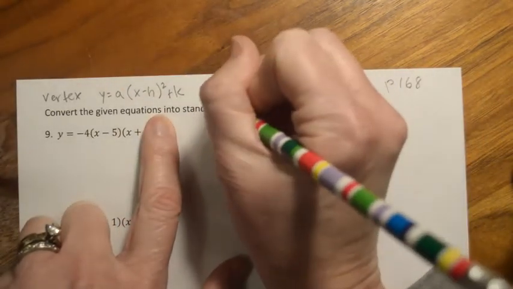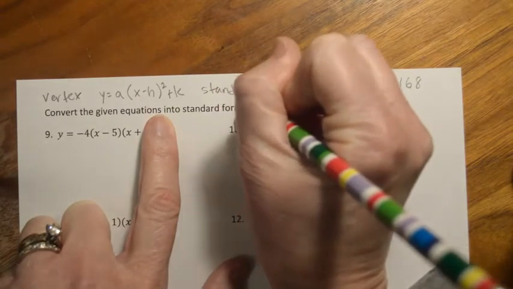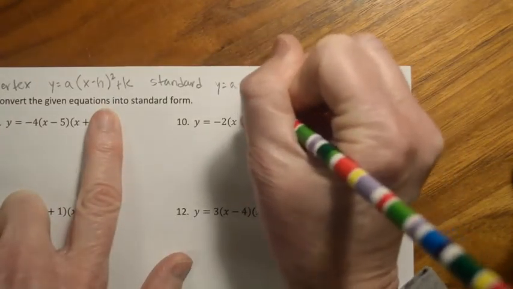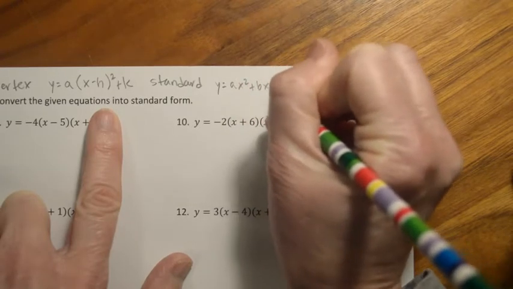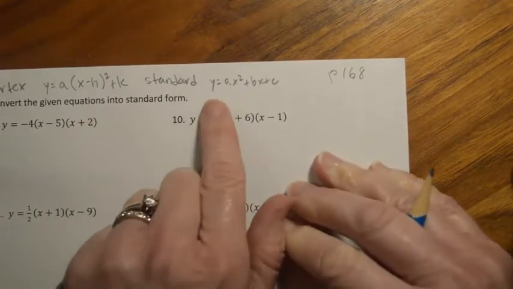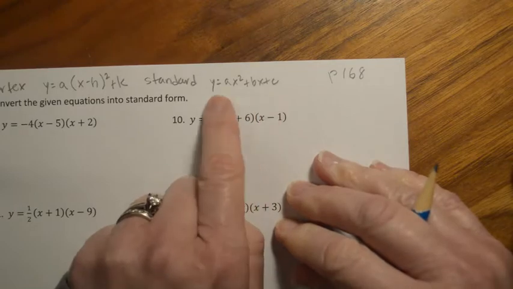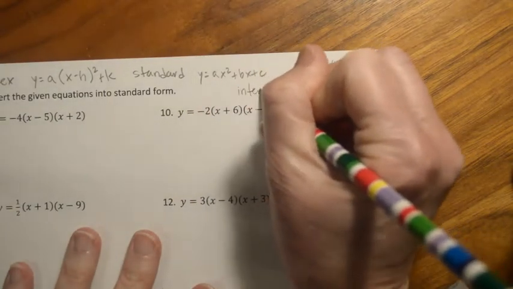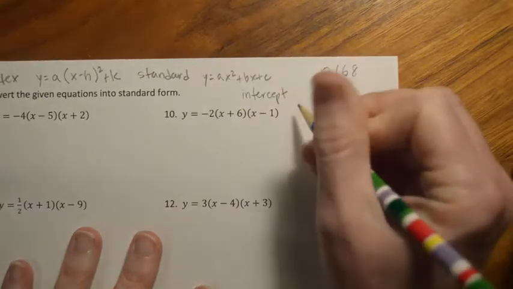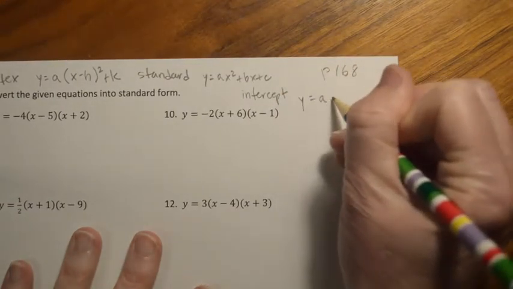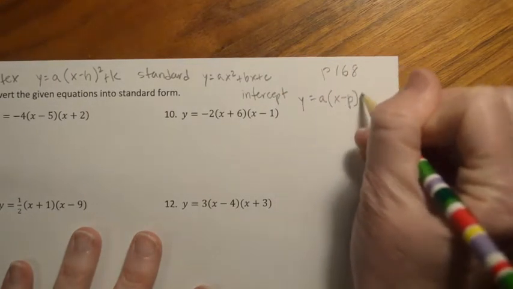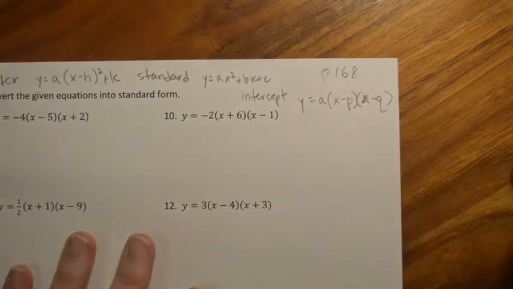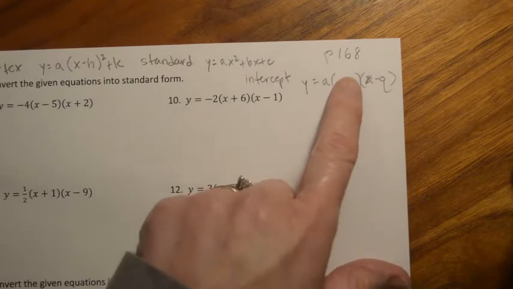The second type was standard form. That was y equals ax squared plus bx plus c. It had no parentheses around it. And then the third type was intercept form, and that is y equals a times (x minus p) times (x minus q). So it was in factored form, really.